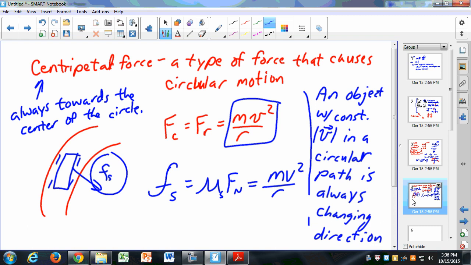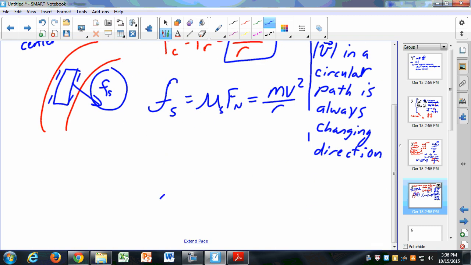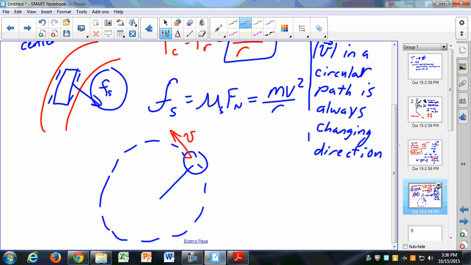If I draw a picture of an object moving around in a circular path, the direction of the velocity over here is right there. Over at this point, the velocity is there. It's always tangent to the circle. So even though the magnitude is the same, say always 2 meters per second, the direction is always changing. That means you have to have a force that's causing this object to move in this way. And so this object also has an acceleration.